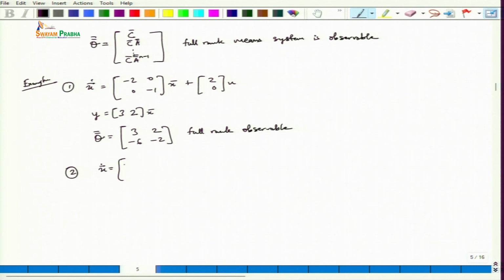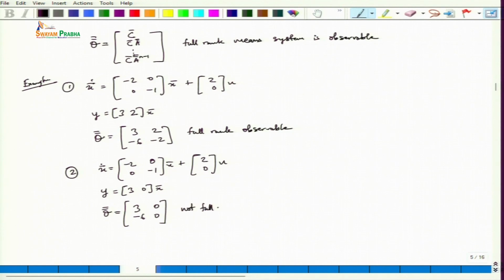You can consider another example, which is the same system, but instead of 2 we'll substitute 0. In that case we'll get 3, minus 6, 0, 0. So this is not full rank, so it's not observable.